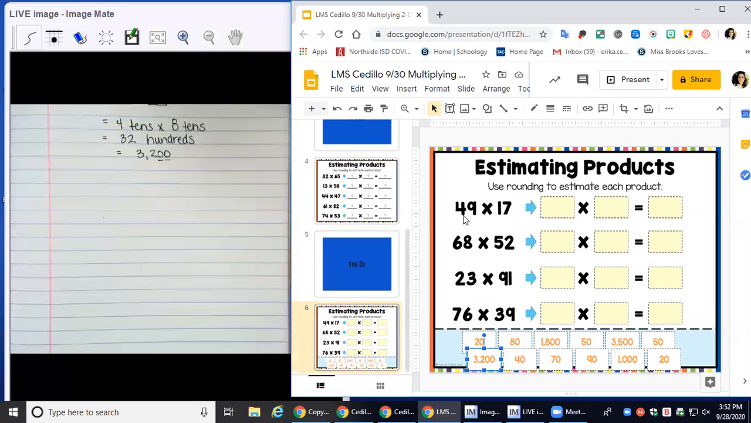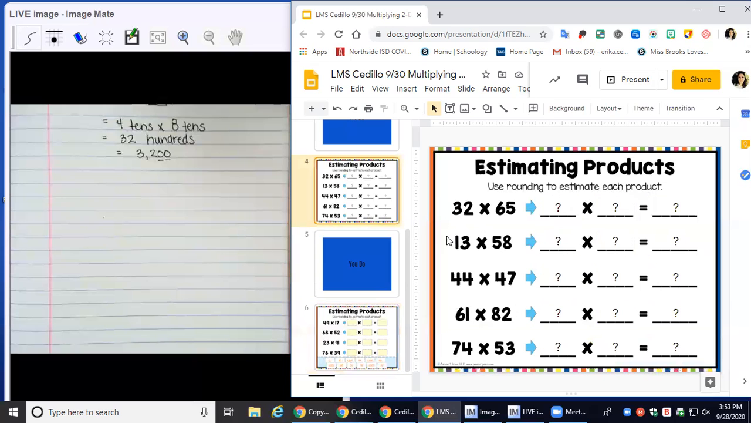And so I can see that I'm going to have to be estimating each one of my factors, and we are estimating using a number line, okay? And once you estimate, then you find out what your estimate is, and I'm going to have to look for my factors here. What would 49 estimate to, and what would 17 estimate to? And then I would go ahead and fill in my chart here.